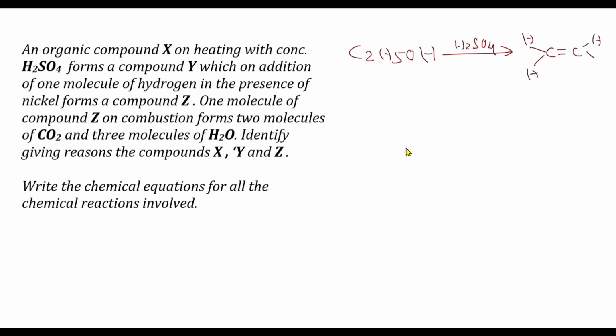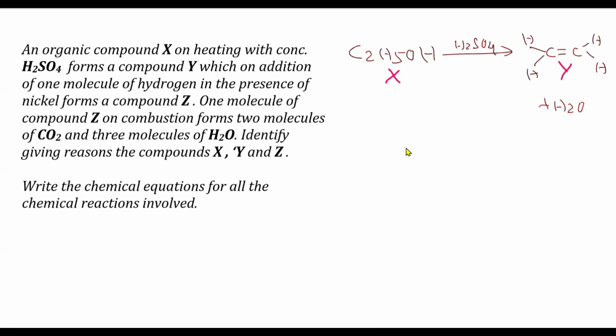And this is a dehydration reaction, so water is released in this reaction. So we got X here, right? X is what we have to identify in the first go. Then the compound formed is Y. Wait. We have to find organic compound X on heating. So X is alcohol, right? This is alcohol. And Y is ethene, right?